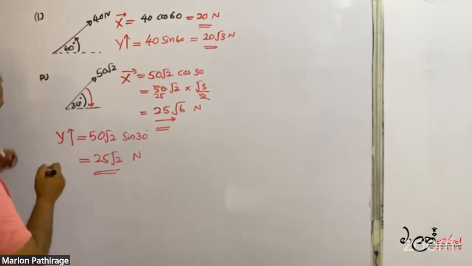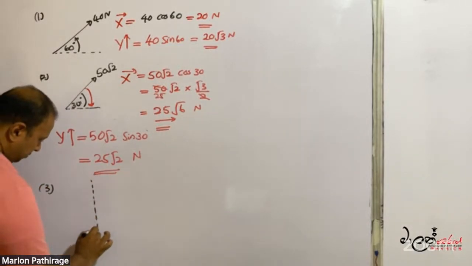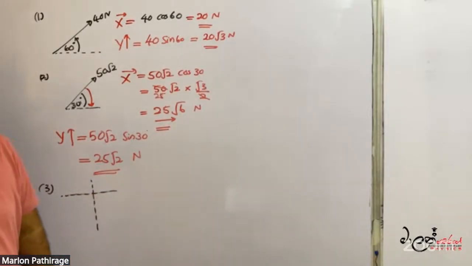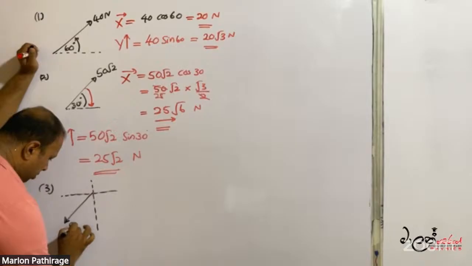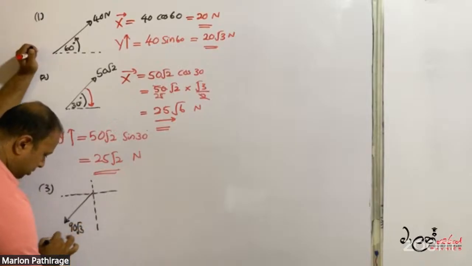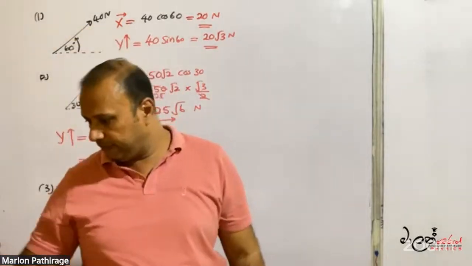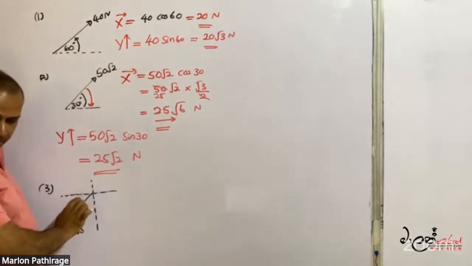Then third one. 90√3. You are given the entire angle which is 210. 210 means from here to here angle.